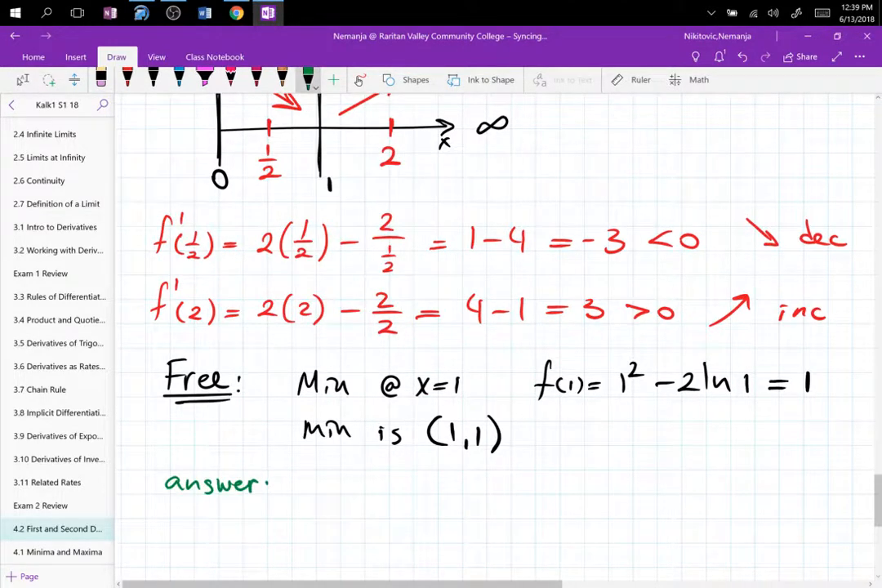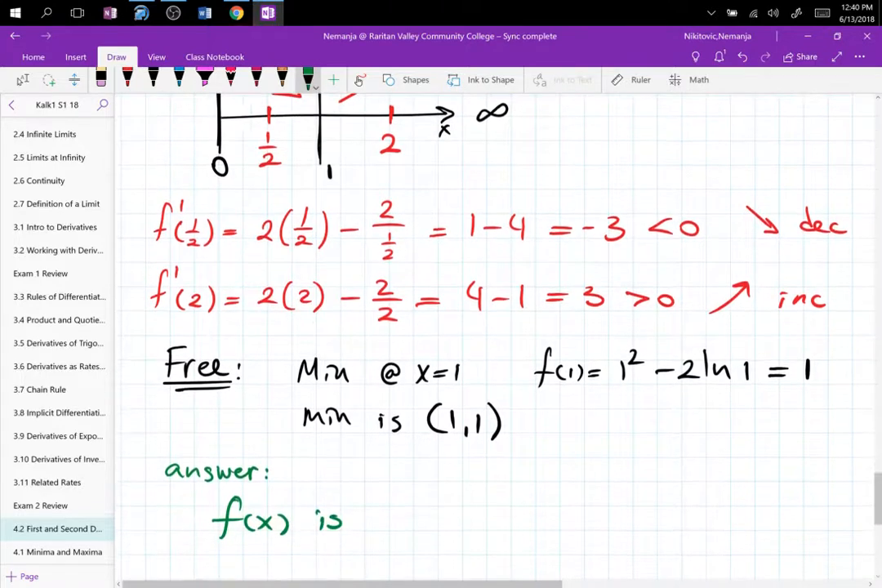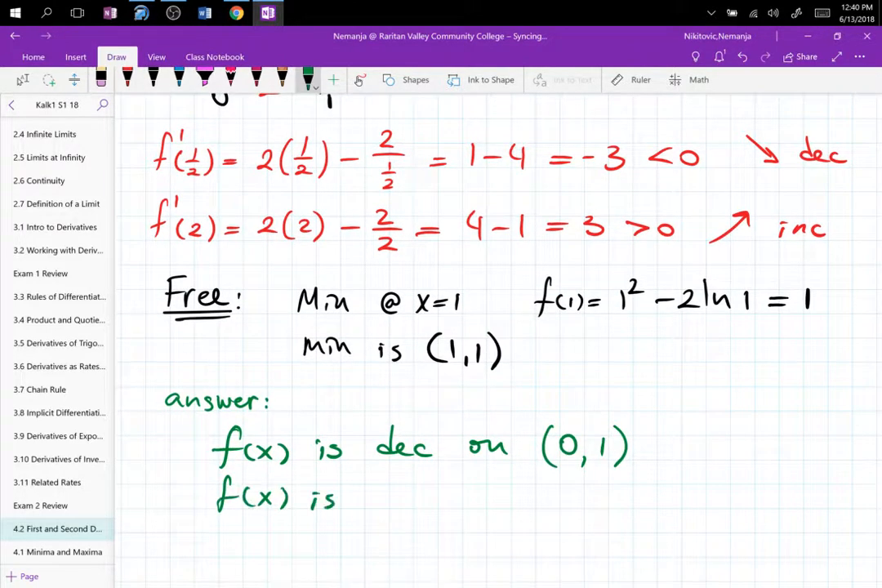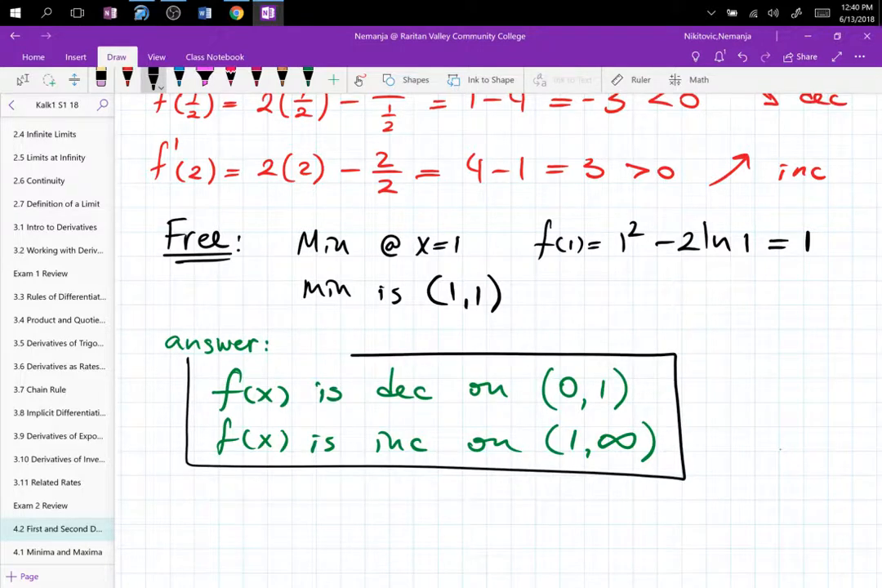So the answer to the question up there is f of x is decreasing on 0 to 1. F of x is increasing on 1 to infinity. You can actually include the minimum in this answer if you want to, right? It's what we get for free.